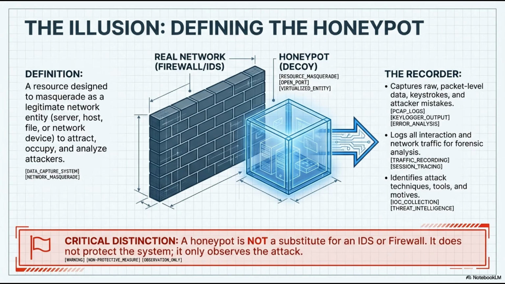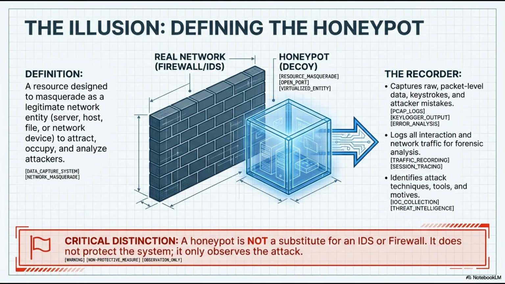The slide mentions the recorder. This sounds like the scary part if you're a hacker. It makes it incredibly powerful. If you look at a standard firewall log, you have millions of legitimate events just cluttering the view. Right, just noise. All noise. In a honeypot, there is no noise. Since legitimate users shouldn't be there, everything that happens is a signal. It captures raw, packet-level data. It captures keystrokes. It even captures the mistakes the attacker makes. It's a surveillance chamber.